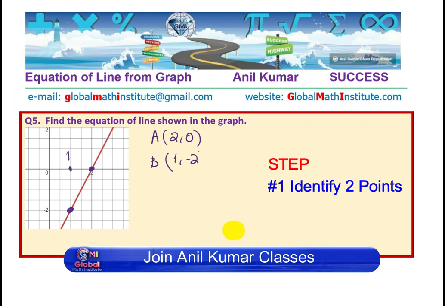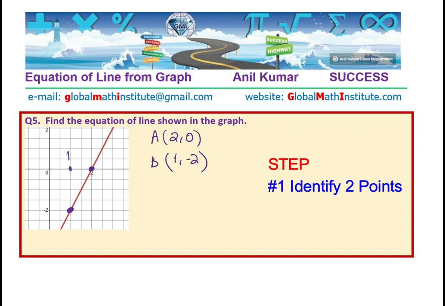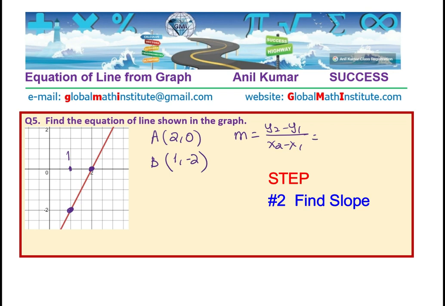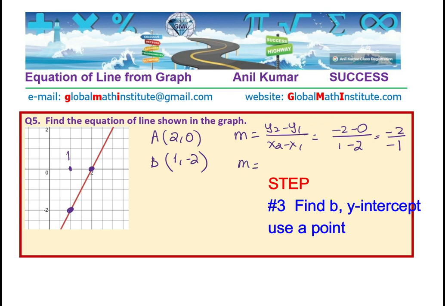So 1, minus 2. So once you've done that, now you can find the slope, right? So we can say m is y2 minus y1 over x2 minus x1. So that means minus 2 minus 0 over 1 minus 2, which is minus 2 over minus 1. So we get a slope of minus 2 divided by minus 1, which will be positive 2.